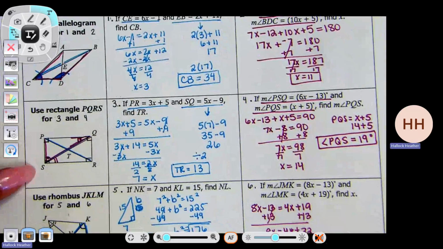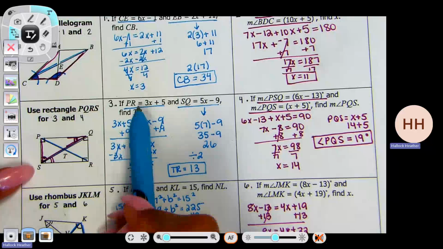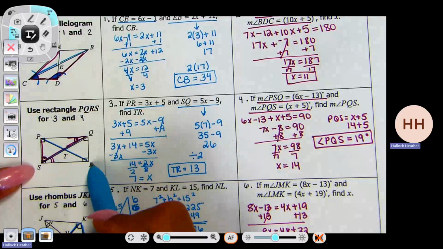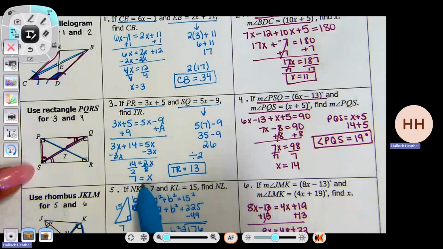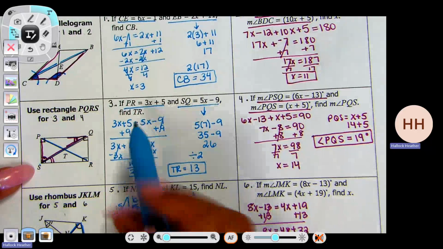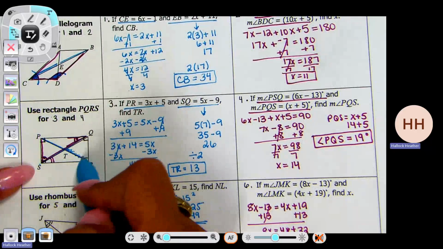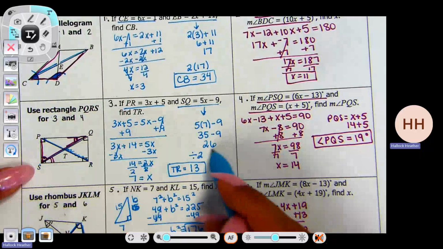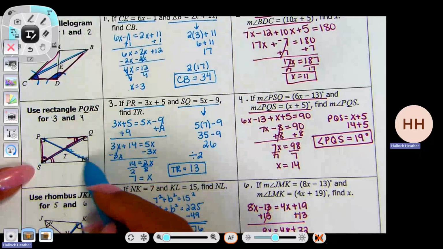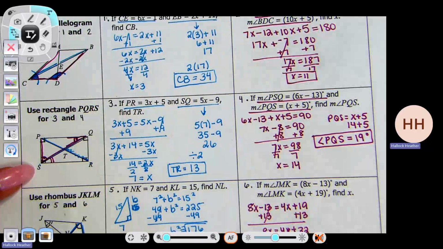For 3 and 4, it's a rectangle. So P to R is a whole diagonal. S to Q is a whole diagonal. They're equal to each other. You get 7. When you plug it back in, you're looking for TR, which is half of it. So I plugged it in and I divided by 2 because the whole thing is 26. When I divide by 2, that makes 13 for just half of it.